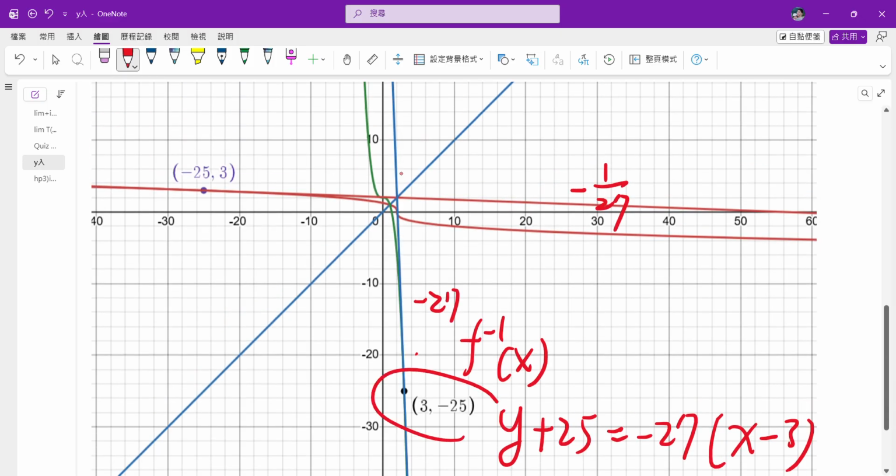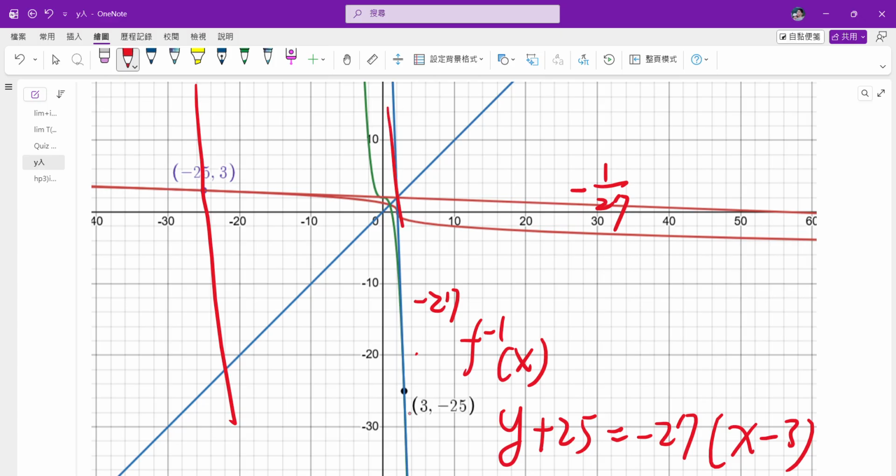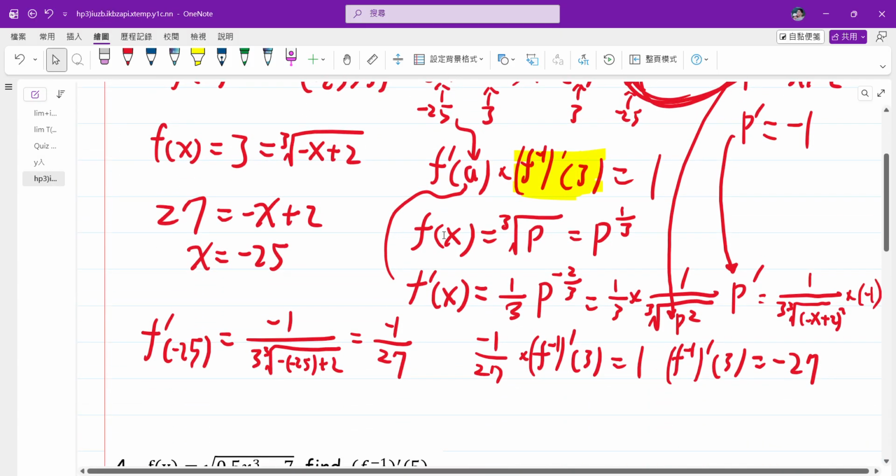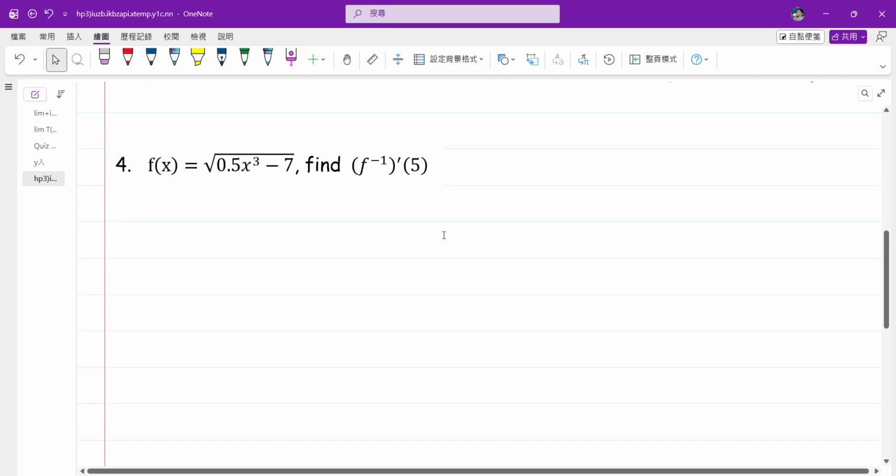So that's why you should use this point, but not this point. If you use this point, then it will be a vertical line that goes through this, not through this point. So you can use Desmos to help you understand the whole concept of a function and its inverse function. All right, so that's our final answer.